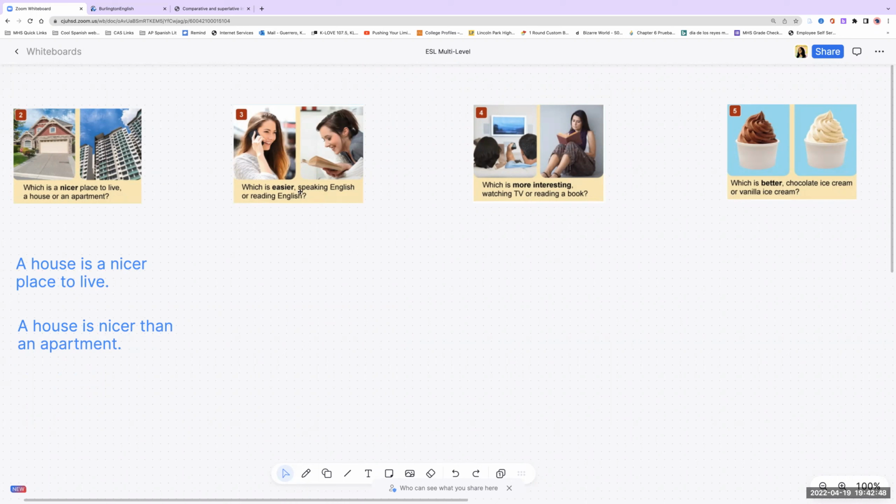Let's look at picture number 3. Now it's saying which is easier, speaking English or reading English. So here, just like what we did with number 2, we have to use a comparative. Some of these we can use "than," like what we did, a house is nicer than, or we can just say a house is a nicer place. So for this one, I'm going to say reading English is easier than writing.